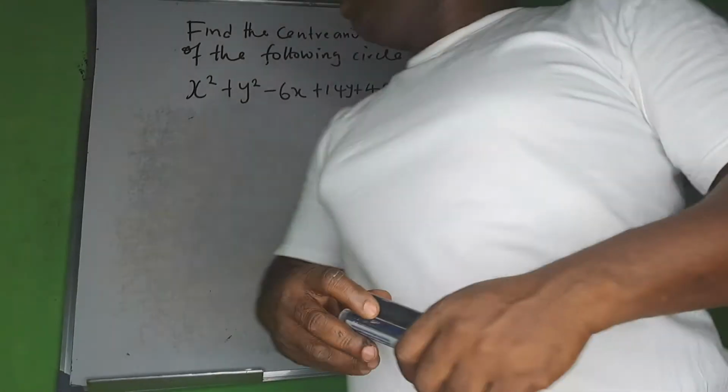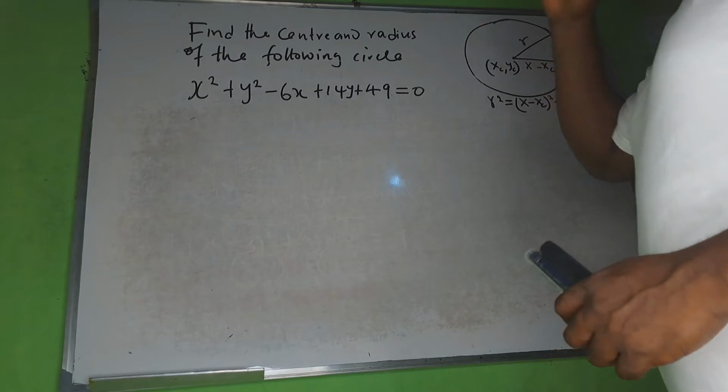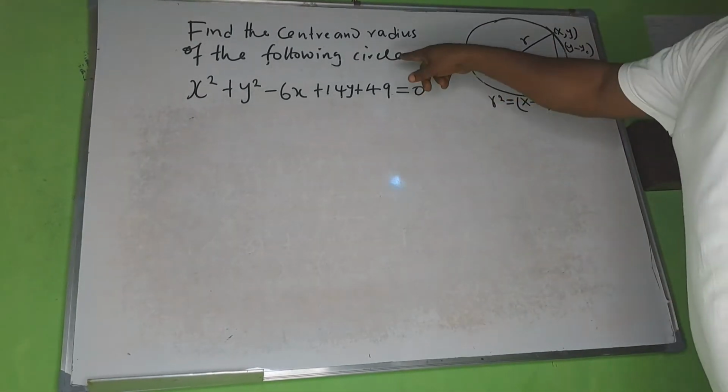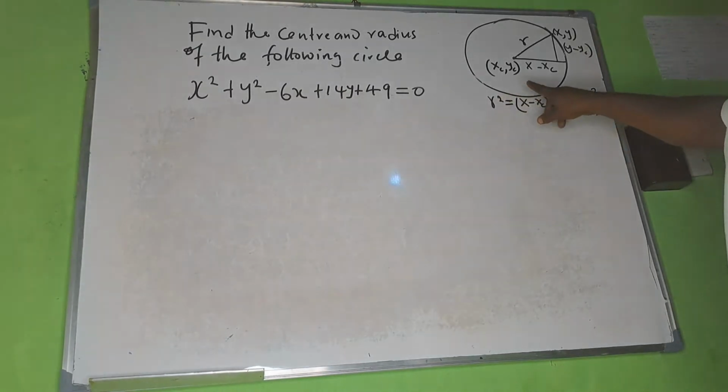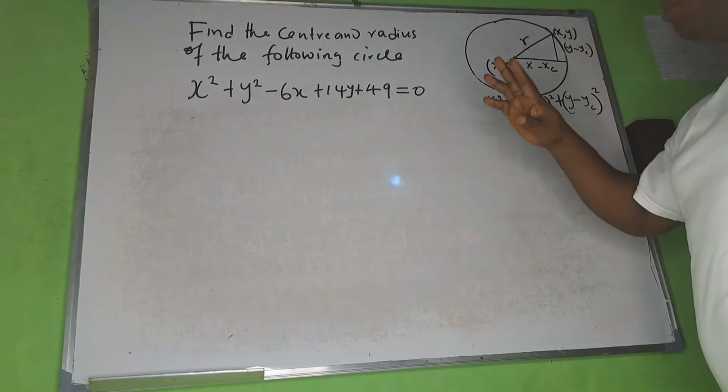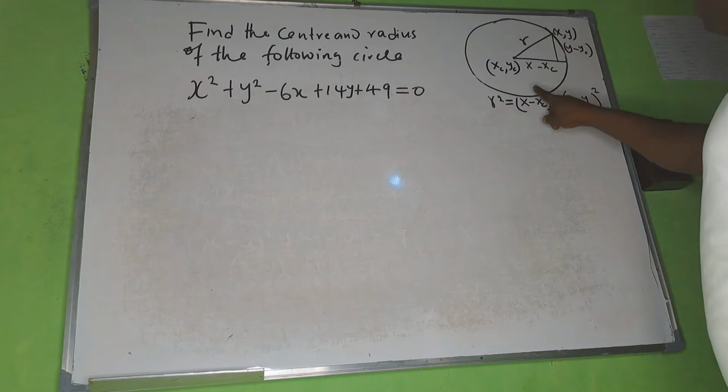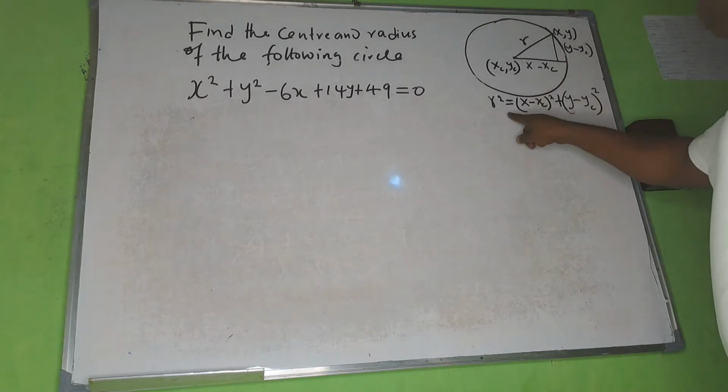Hi friends, let's solve this problem. It says define the center and radius of the following circle that has this equation. Now we have a sketch to aid our understanding. I've sketched this circle and have generated the equation.